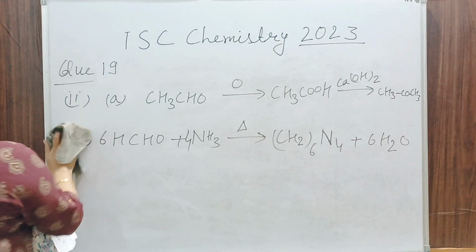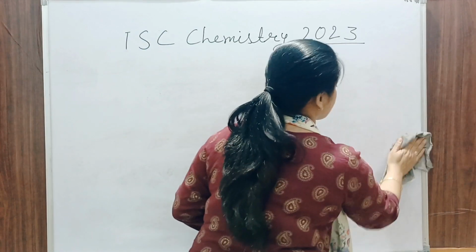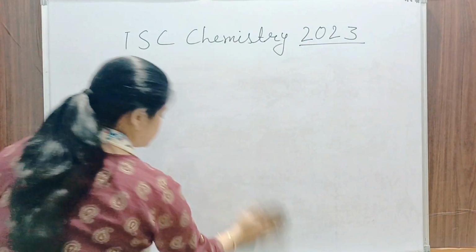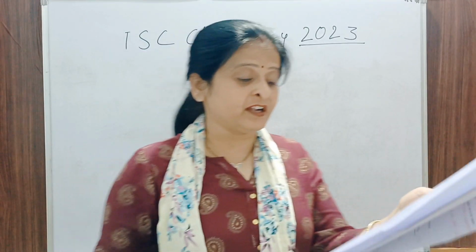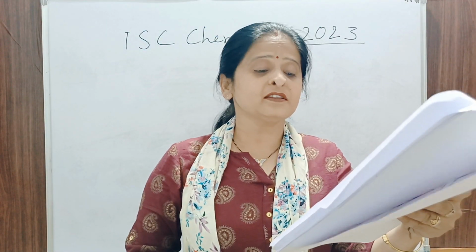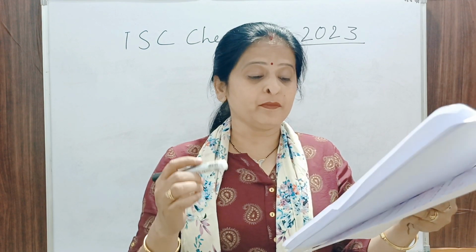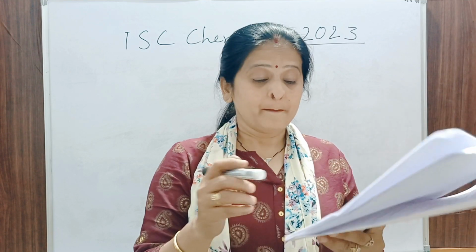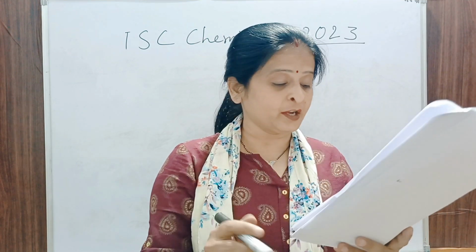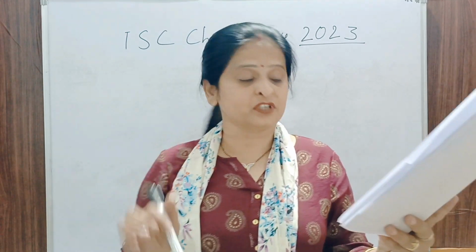Then next is question number 21. What is question number 21? The specific conductance of 2.5 × 10^-4 M formic acid is 5.25 × 10^-5 per ohm per centimeter. Calculate its molar conductivity and degree of dissociation.